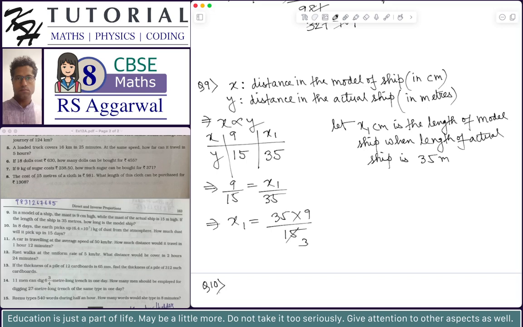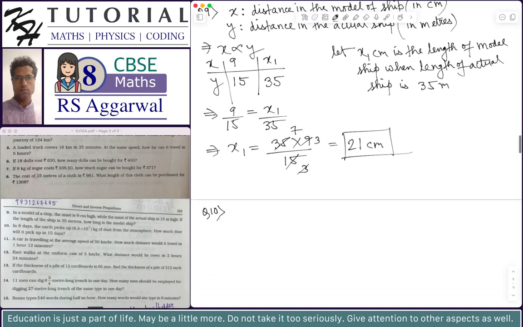So 5 3 5, 7 3 3, this is equal to 21. Remember, 21 centimeter, not meter, because the quantity x we have assumed to be having the unit in centimeter. So the length of the model of the ship will be 21 centimeter when the length of the actual ship is 35 meters.